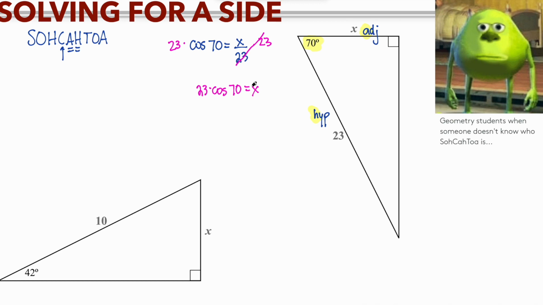And if you type that into the calculator, you will get 7.866 equals x, depending on where you round.